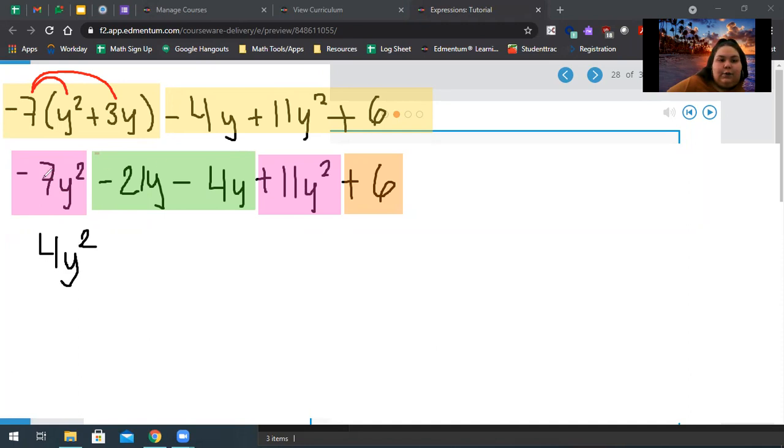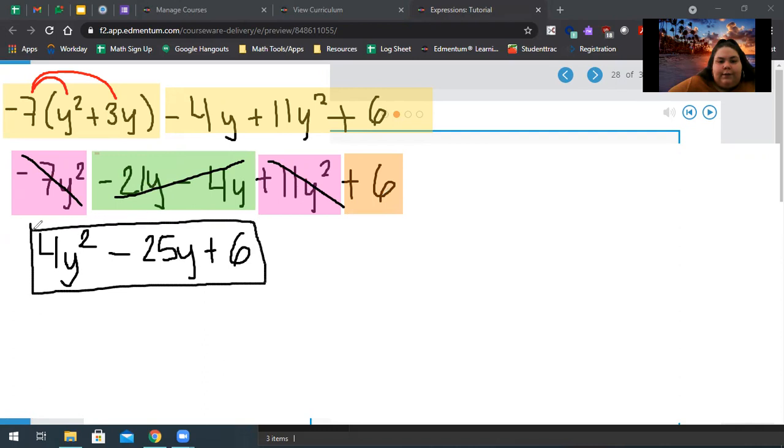The next part is the green. So you see, I already handled the pinks. I got 4y squared. The next part is the green. So negative 21y minus 4y, they're both negative, so we're going to keep it negative. 21 and 4 is 25y. And so we took care of that. Now we have this plus 6 that doesn't have anything to combine. So we just simplified our expression right here.